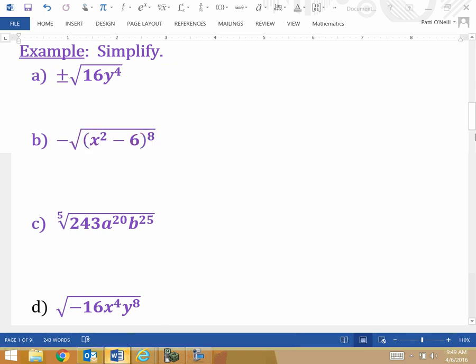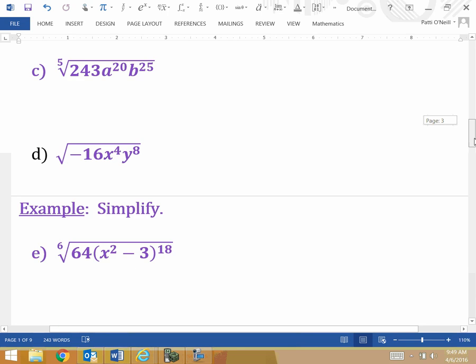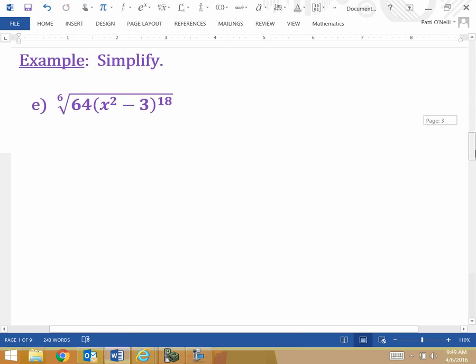There's one more in this little set of problems I want to make sure that you get. This last one is the 6th root of 64 times this quantity of x squared minus 3 to the 18th. So when I look at the radicand, I see 2 pieces being multiplied. I see the 64 and I see the x squared minus 3 to the 18th. So I'm going to look at taking the 6th root of each of those values. The 6th root of 64 is 2.